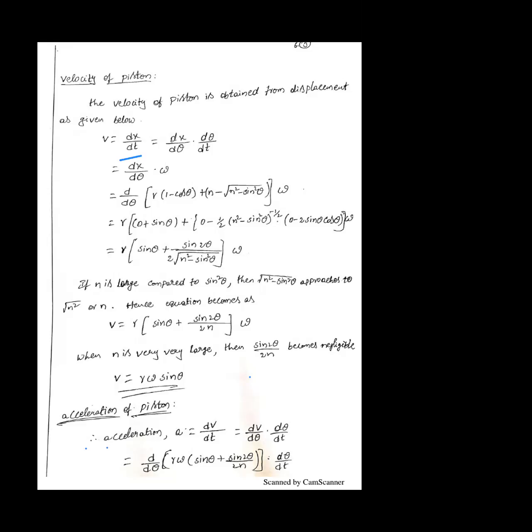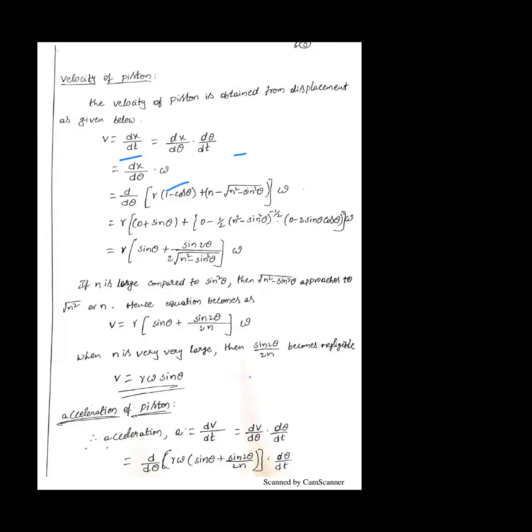So this value is also written as dx by d theta into d theta by dt. I am writing dx by d theta into d theta by dt. Here d theta by dt is replaced with omega.